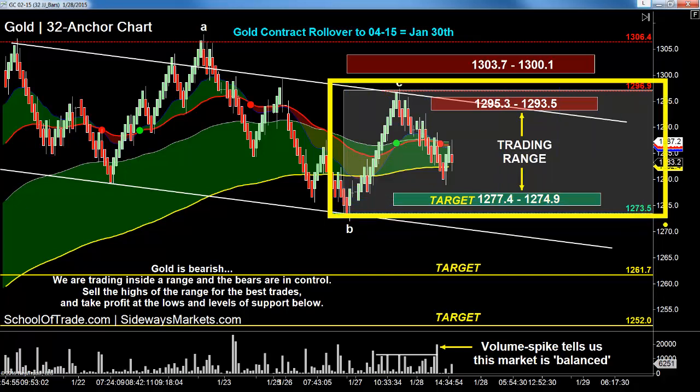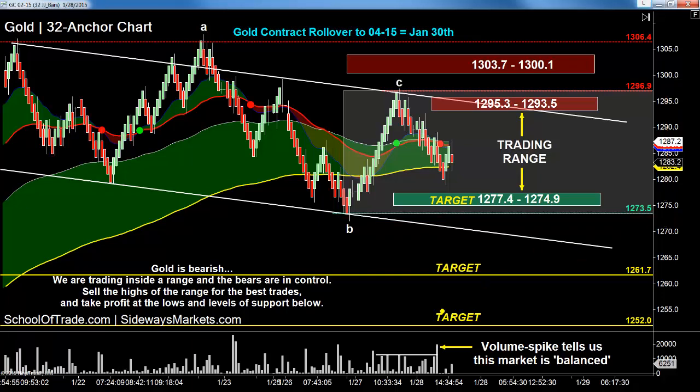Okay, the technical clue that I use first is I can see them in a range. Then I say, all right, do we expect the range to break? Do we expect the range to hold? That's where volume comes in.